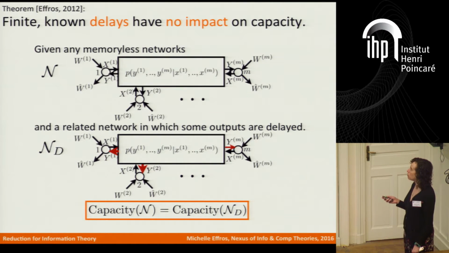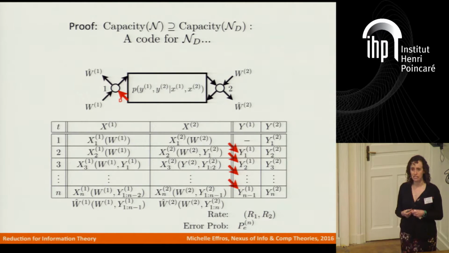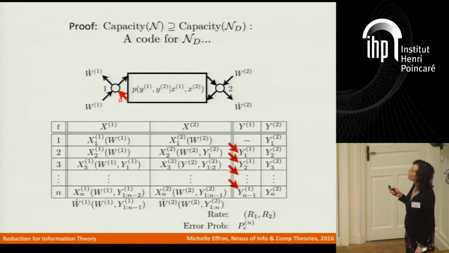And proving that the two capacity regions are the same turns out to be very simple using this reduction technique, far, far simpler than the proofs in any of those prior papers, and here's how it goes. So we'll prove it in two parts. In the first part, we'll compare the capacity of the network with delays to the capacity of the network without delays and try and show that delays can't increase capacity.